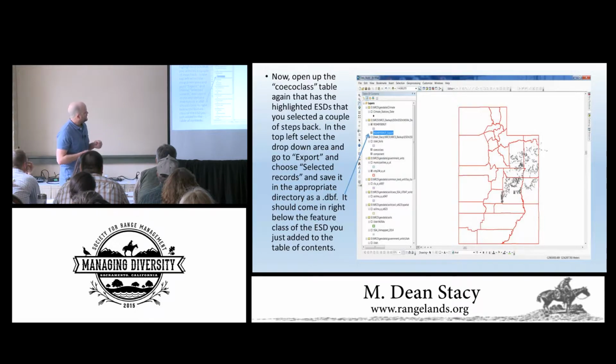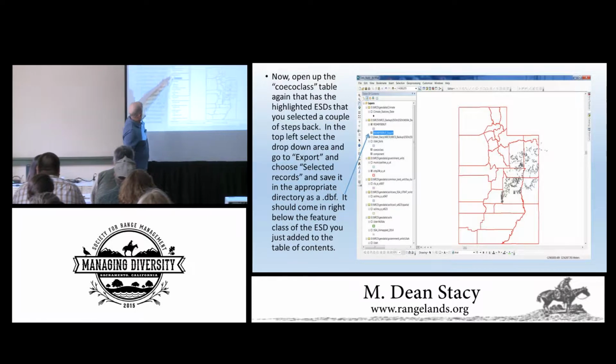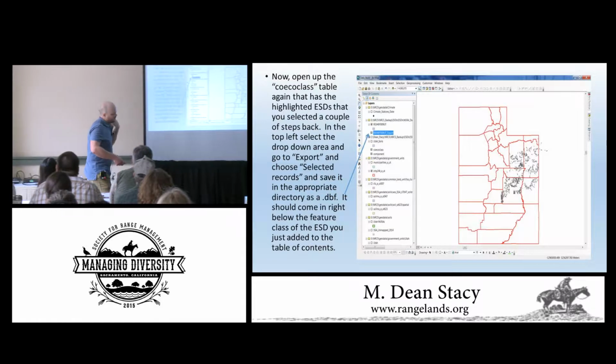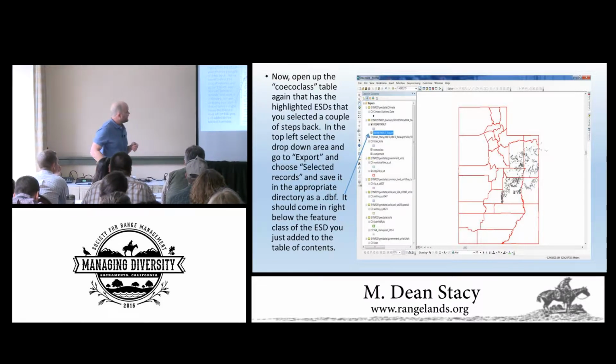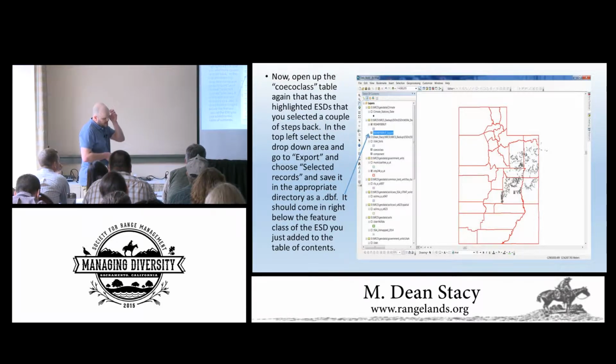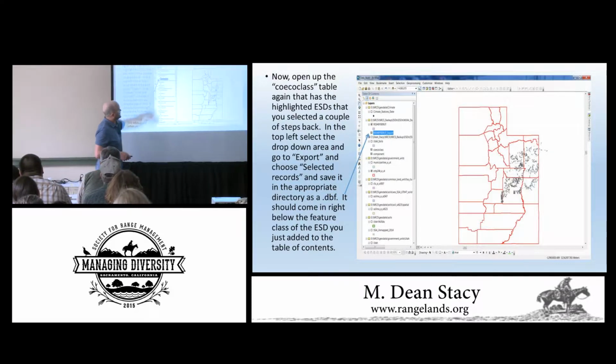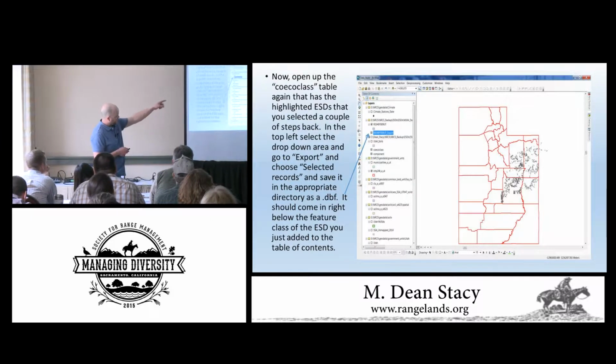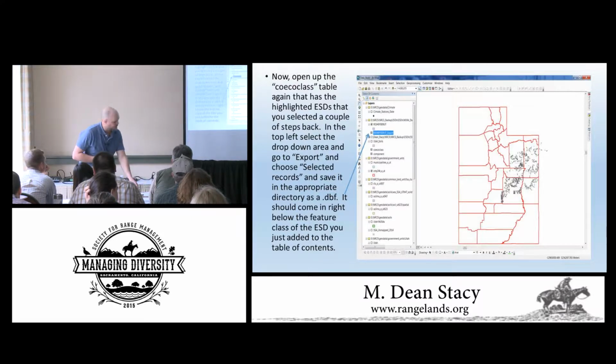Okay, now at this point, you had just created this shapefile. You had used your state soil data to do all those relates. You have done your query on which ESD you wanted, and then you brought it into your map. Now you want to go to your co-eco class table again, and you want to export that co-eco class data that you just queried. You want to export that as a DBF, and when you do that, it'll end up showing up right there under your feature class, the 34BY009.